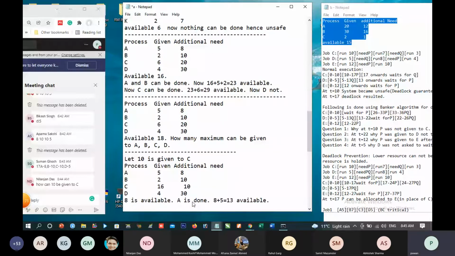B is done. 13 plus 2 equal to 15 available. Is it correct, Nilanjan? Agreed? C can be done. Agreed? Yes.